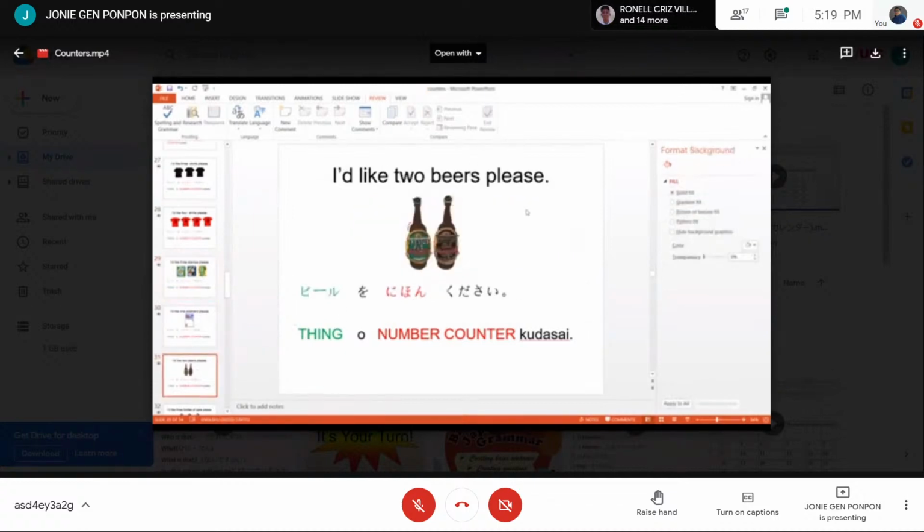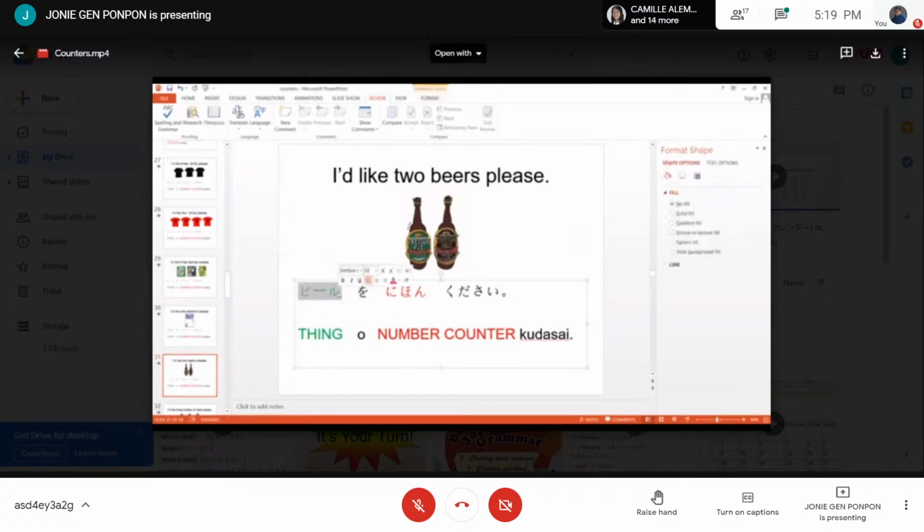And then this one, I'd like 2 beers, please. Okay, so 2 bottles of beer, parang ganon. Okay, so biru, beer. Biru is beer in Nihongo. Beer is biru in Nihongo.